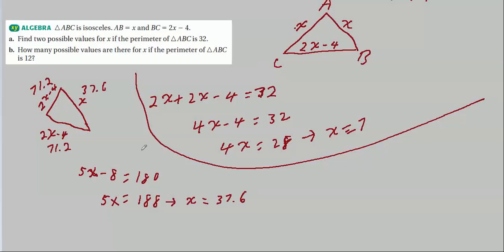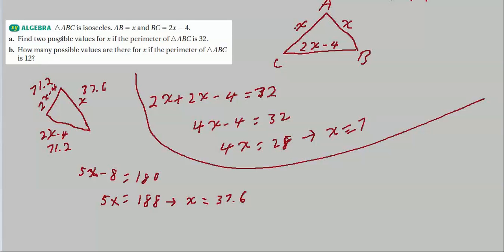And there's another possible value for x. We set up the equation, 5x minus 8 equals 180. So we get 37.6, that's 71.2 for these two would be the congruent sides, which of course doesn't look that way. Just didn't happen to draw it that way. Now, if the perimeter is 12, how many possible values are there for x? Well, it seems to me it would be the same, but I could be wrong. Let's work it out and see what actually happens.